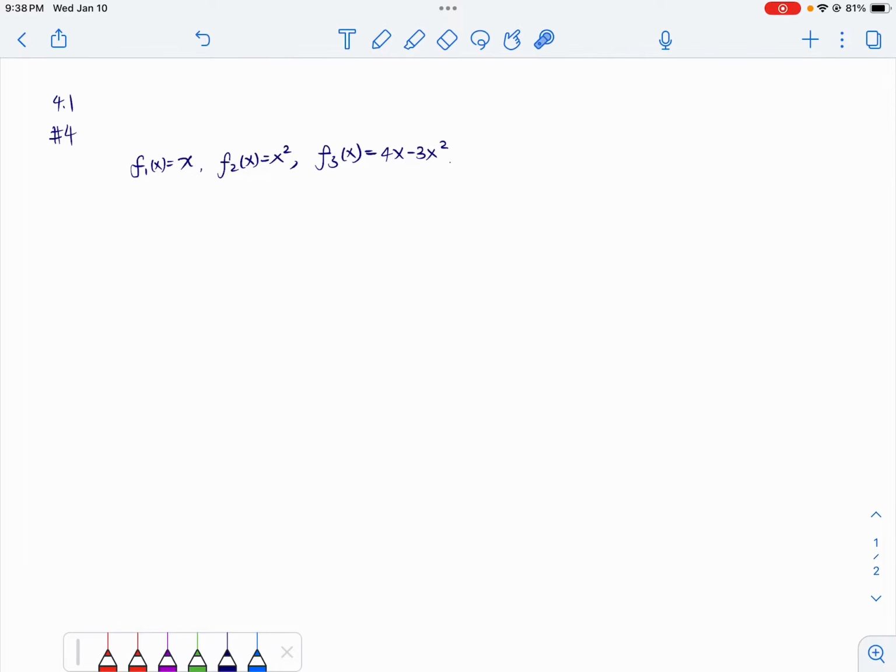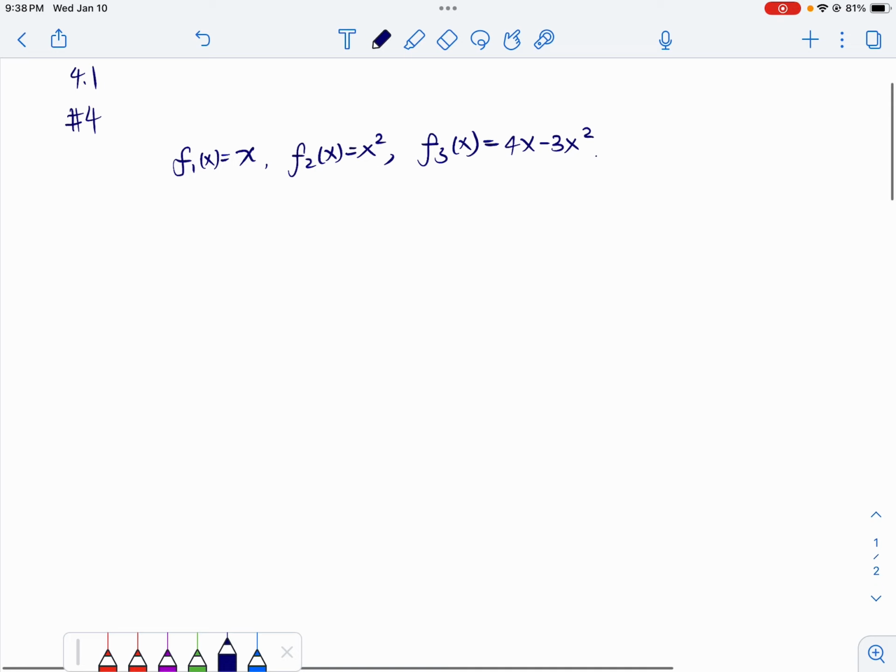All right, this is section 4.1, number 4. In this problem, we want to check whether these three functions are dependent or independent. So there are several different ways. One is using the definition of independent or dependent, right? So this is method number 1.